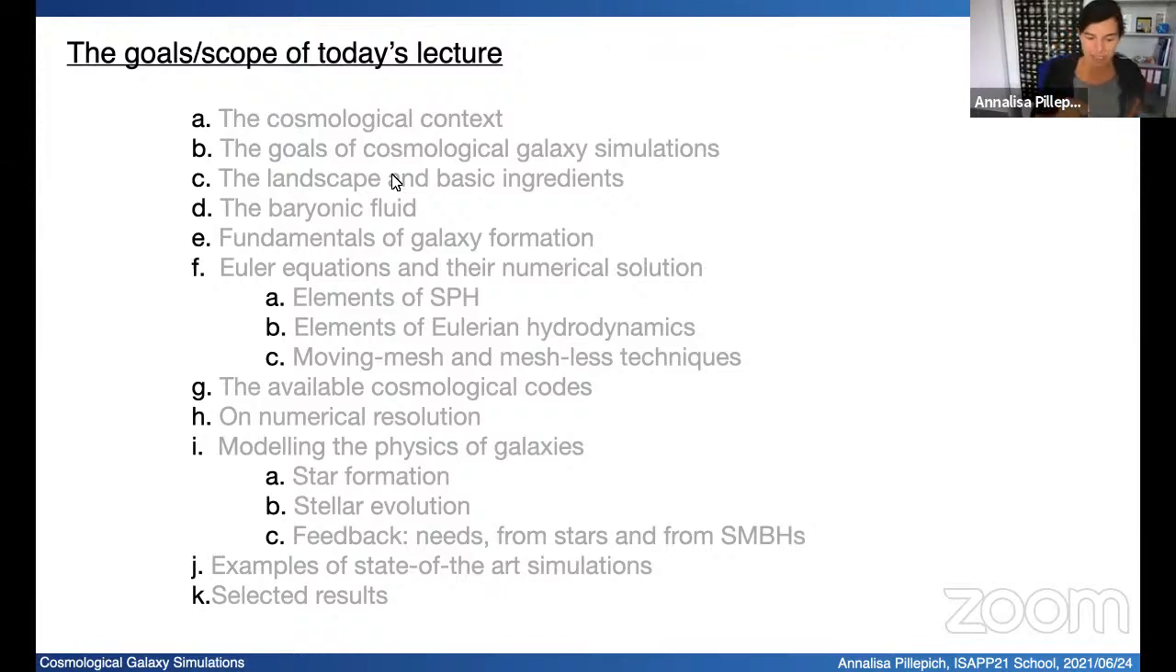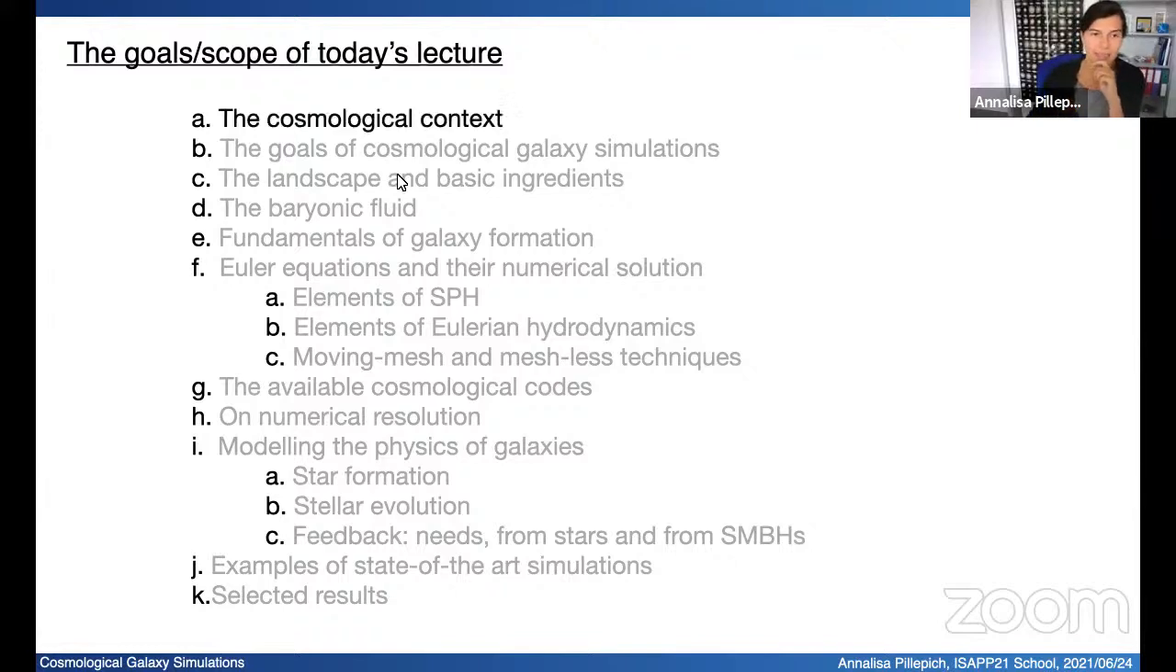And at this point, I think we will do a break. So when it's 1:15, 1:20 now, please let me know. And at that point, we will focus on how we model the physics of galaxies: star formation, stellar evolution, feedback from stars, and supermassive black holes. I will give you examples of state-of-the-art simulations and some selected results that those of you who are thinking about dark matter, gamma rays, etc., should have in mind.